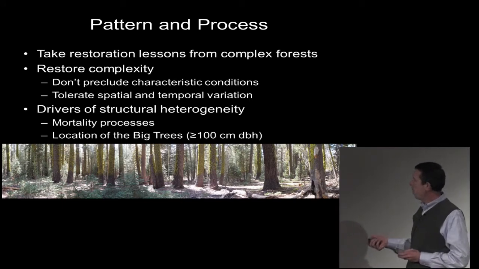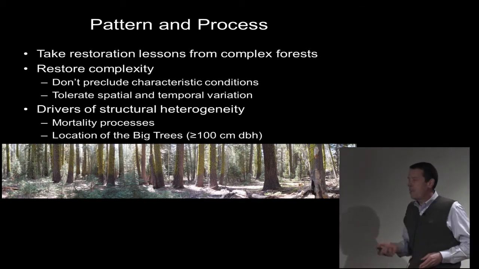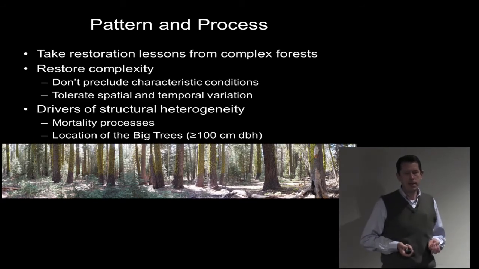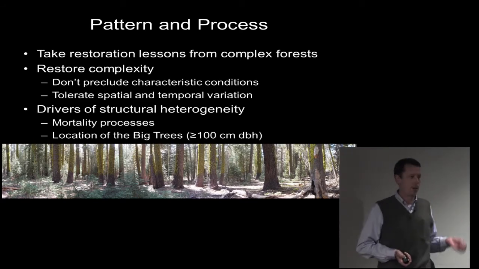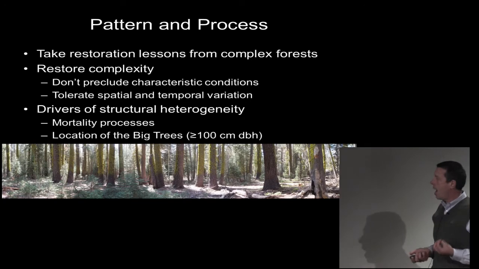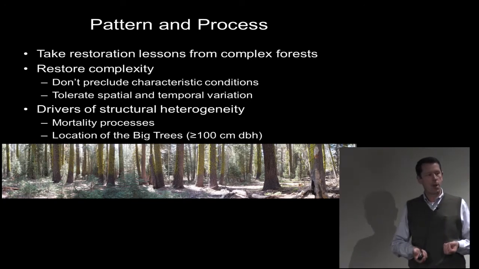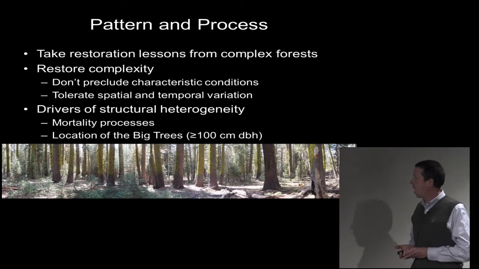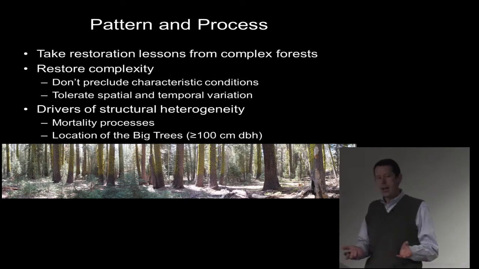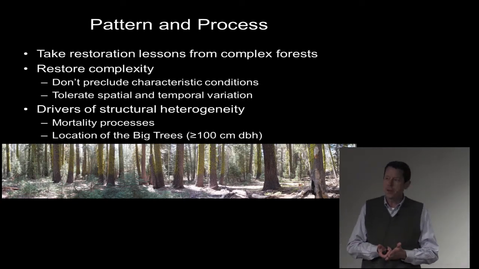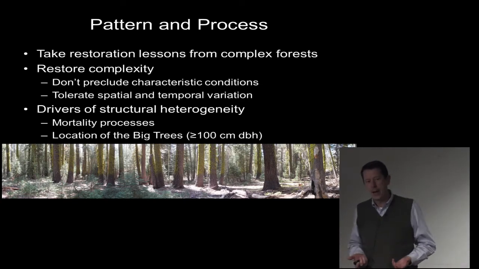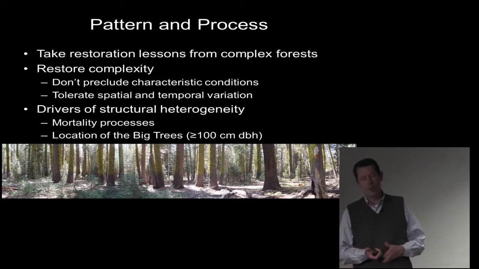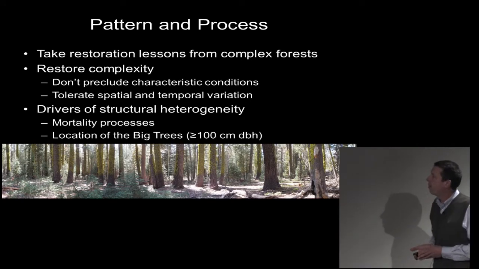And I think what we really want to do is, we might not be able to restore all of the complexity, but let's avoid making it worse, right? Let's not preclude conditions that we know exist in these complex forests. And let's tolerate the kind of spatial variation in structure and temporal variation in process that we know happen all the time, or not all the time, but happen in these primary forests.